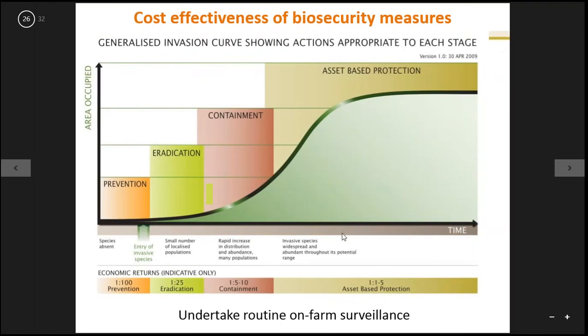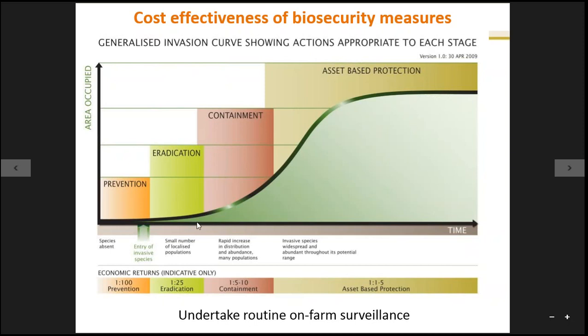I just wanted to take a step back and show you a little bit about the cost effectiveness of biosecurity planning or biosecurity measures. This curve shows the economic return of various actions over time in the case of a pest, disease or weed incursion. Basically it's saying that prevention has the highest economic return. For every dollar you spend on prevention or biosecurity, the economic return is $100. Once the disease is present on farm, the economic return decreases to 25 to 1, and that's due to the cost associated with eradication.